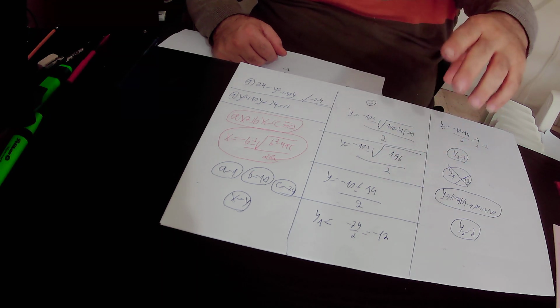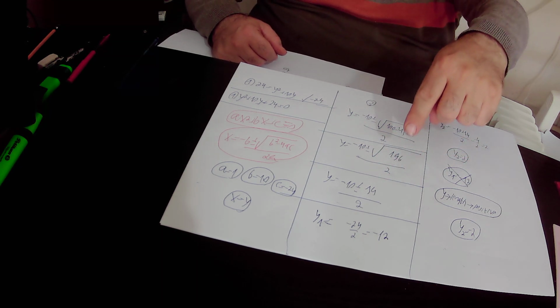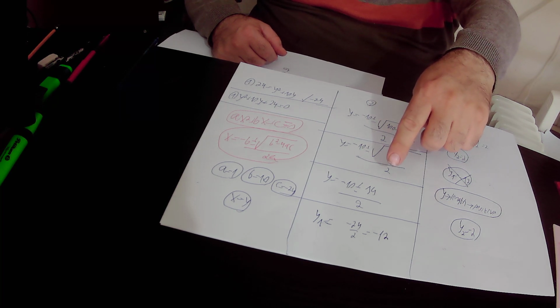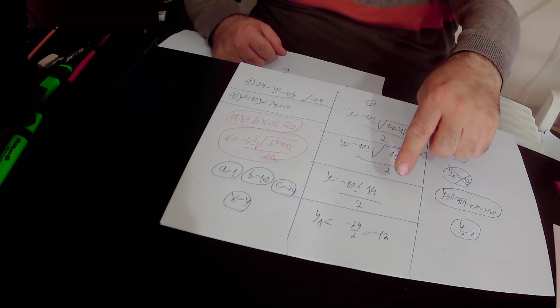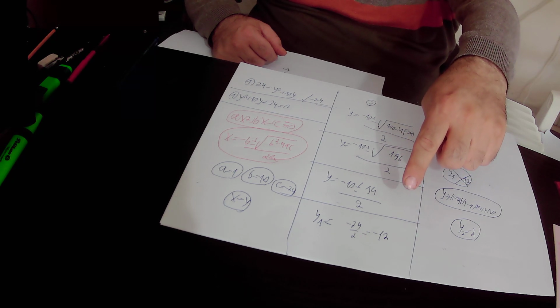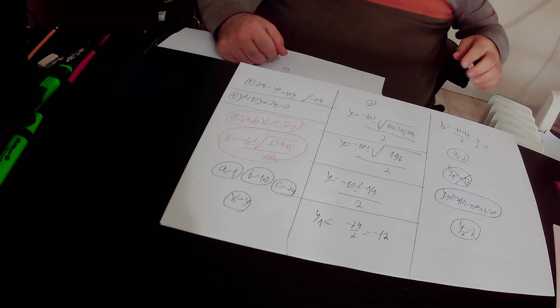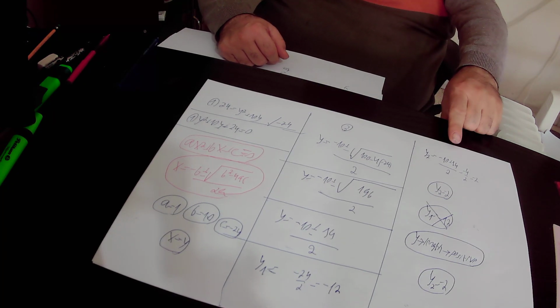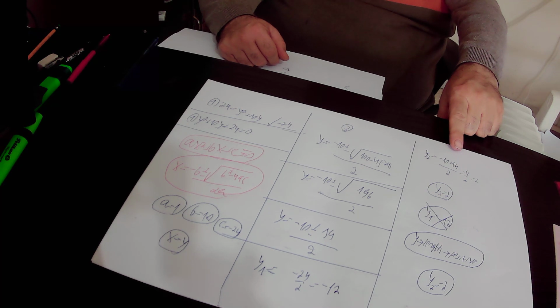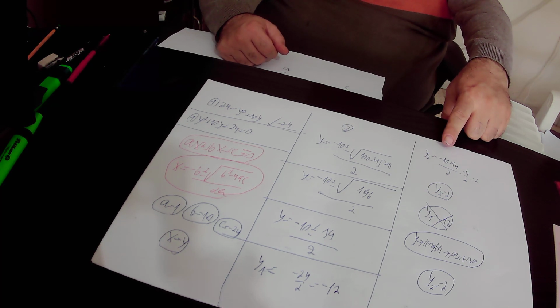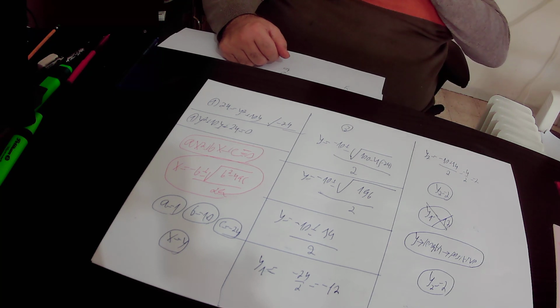So here we have two possible solutions for y. The first solution, y1, equals minus 10 minus 14, that is minus 24 over 2, that is minus 12. And the second solution is minus 10 plus 14, that is 4, and 4 over 2 is 2. So the second solution is that y equals 2.